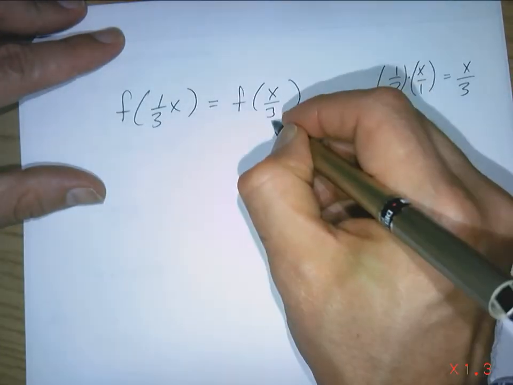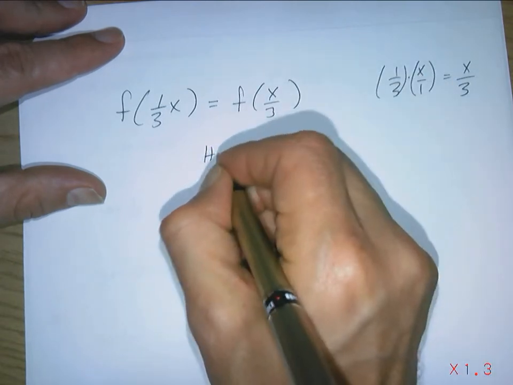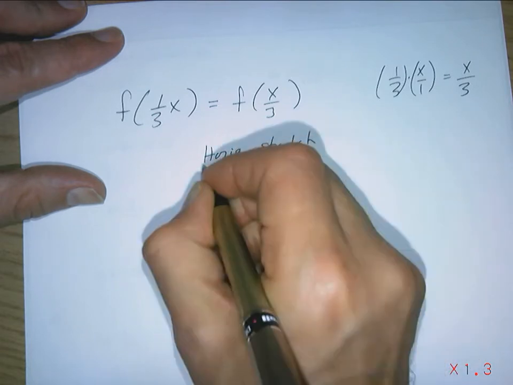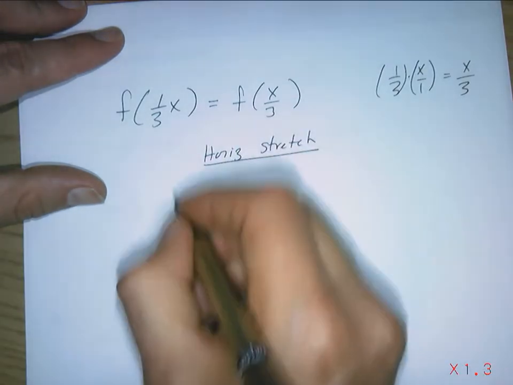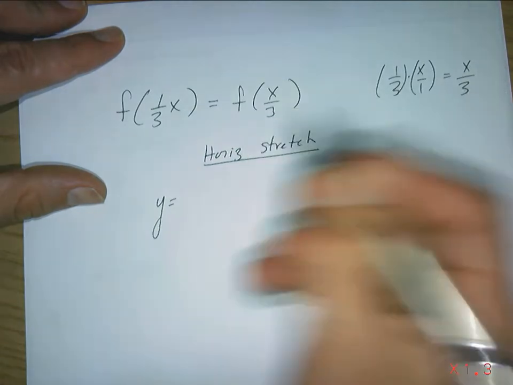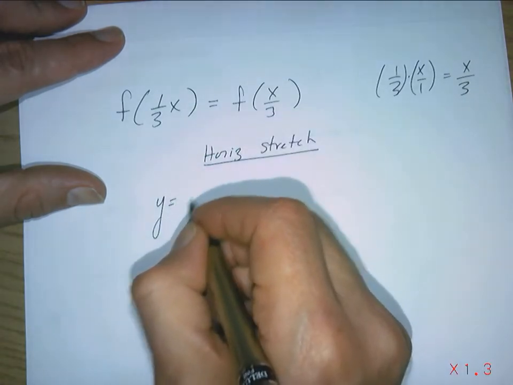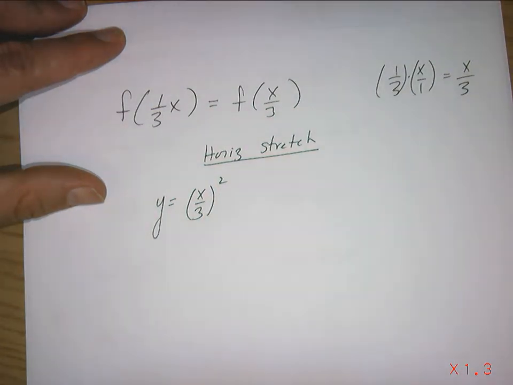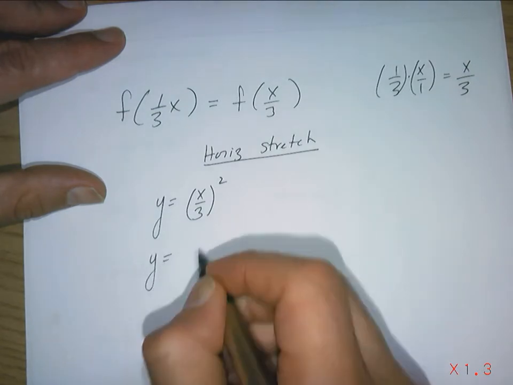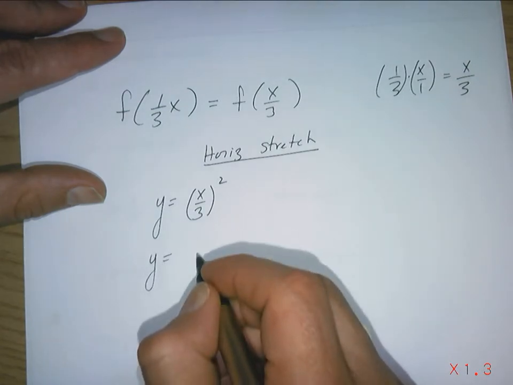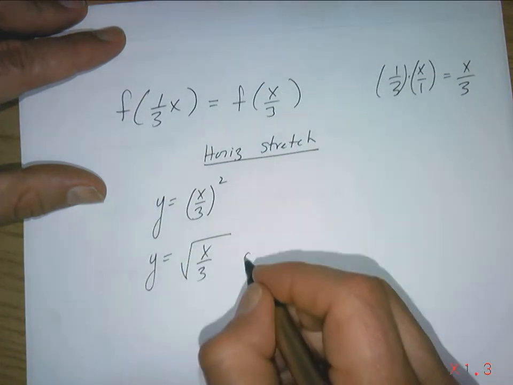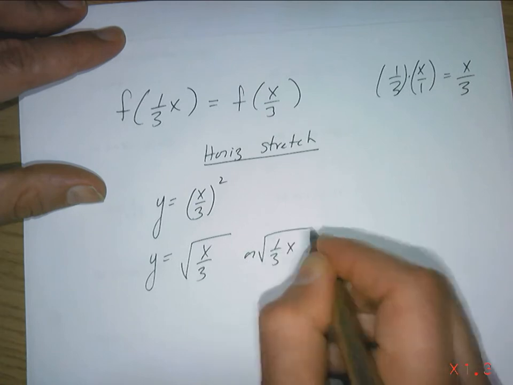Since it's 1 over, this is actually a horizontal stretch. It's the opposite of what you think when it's inside the function. So a horizontal stretch of, say, 3 for the parabola would be x over 3 squared. Okay, that's a horizontal stretch. And for the square root function, it would be x over 3 square rooted, or 1/3 x square rooted.